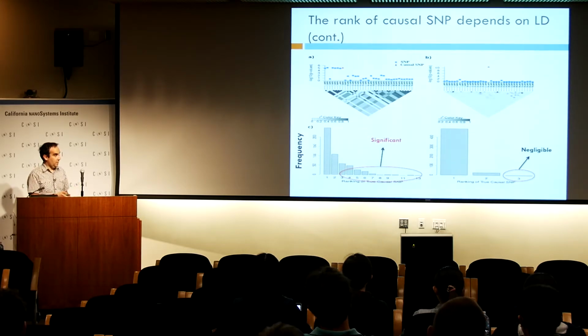So the way we approach this problem is by basically giving up and acknowledging that it's impossible to find the causal variant because of this, right? But on the other hand, if we loosen the problem a little bit, we could do something with some accuracy.